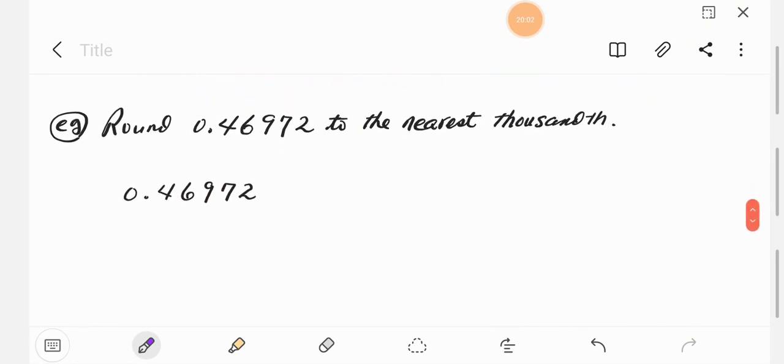Okay, then let's check this. Round this number to the nearest thousandth, right? Thousandth is the place value. So tenth, hundredth, thousandth. So this is the thousandth, right? This is the given place value, which is thousandth. So ask yourself, should I increase this number?